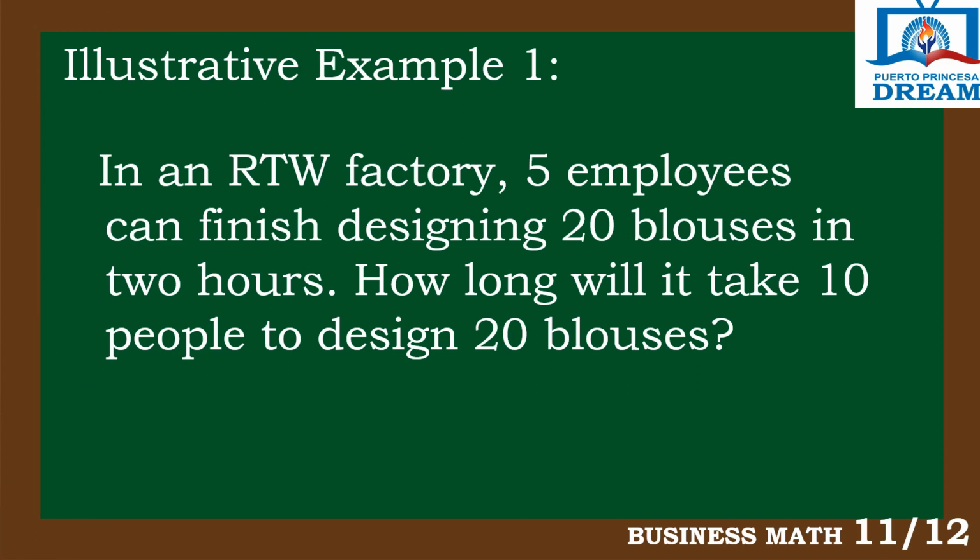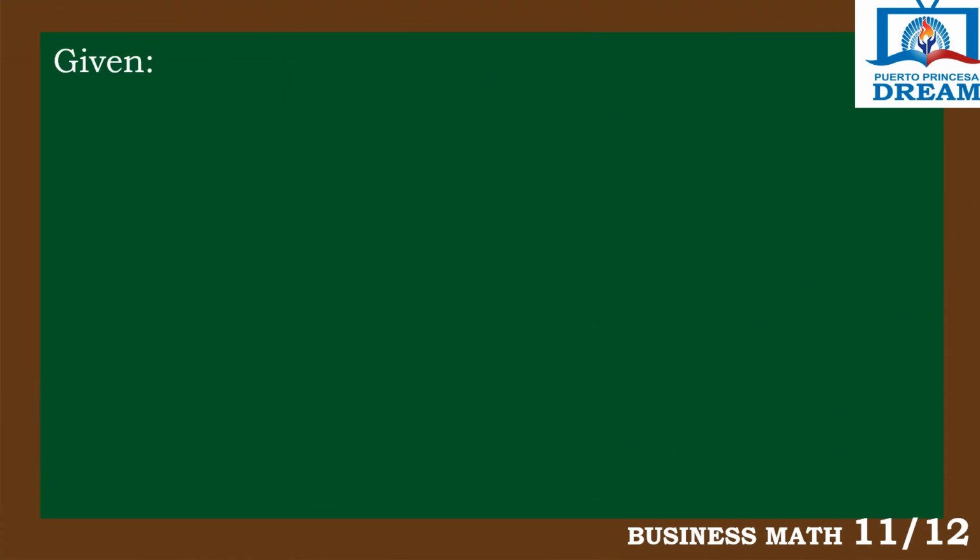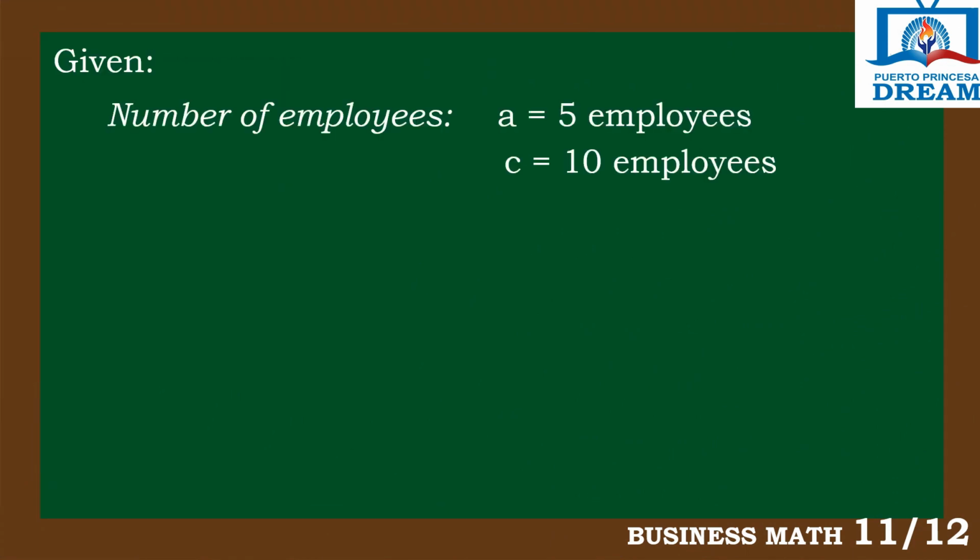Illustrative example 1. In an RTW factory, 5 employees can finish designing 20 blouses in 2 hours. How long will it take 10 people to design 20 blouses? So we have the given number of employees. A is equal to 5 employees, C is equal to 10 employees, time spent, B is equal to 2 hours, and D is equal to X, which is the unknown value.